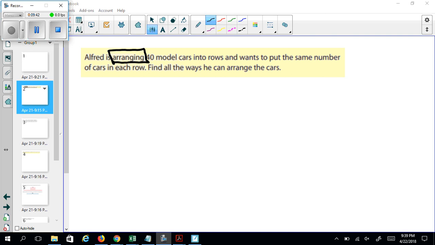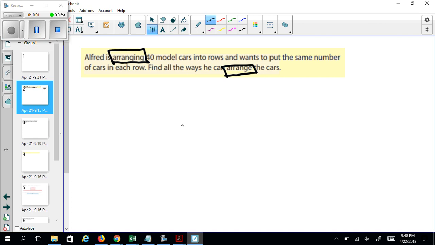That means you need to find all the ways that you can arrange the cars and put them in each row. In other words, when you make sure that you're doing arranging, the word arranges is giving it away too, correct? Correct. Okay. So you have to know how many rows and then how many cars are in each row.